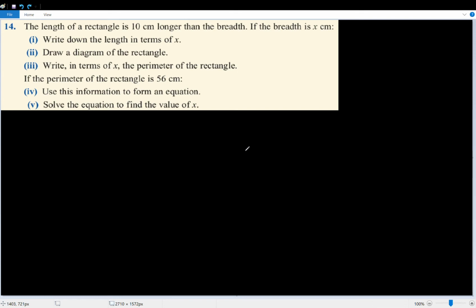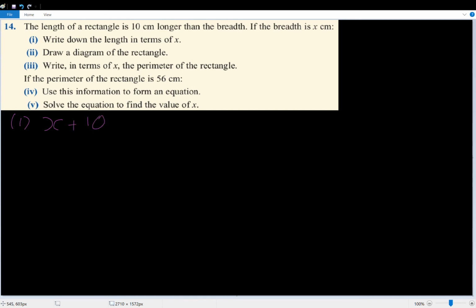If the breadth is x centimeters, for the first part we've got to write down the length in terms of x. Now, "in terms of x" tends to be the language that people get a bit stuck on. In terms of x just means that the expression that you write for your answer will have x in it. In this case, because the length is 10 centimeters longer than the breadth, and the breadth is x centimeters, our length for this rectangle is going to be x plus 10.